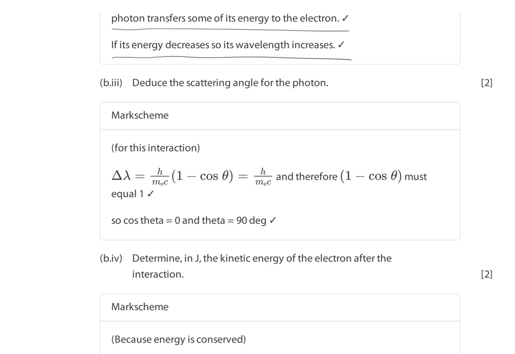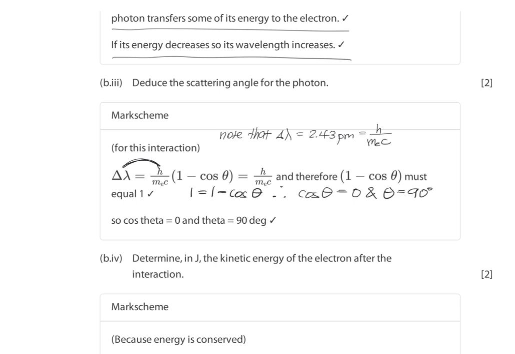B III, deduce the scattering angle. So note from the problem that the change in wavelength was 2.43 picometers, which they defined as the Compton wavelength, which is h over the mass of the electron times c. So we know that the Compton equation is change in wavelength is h over m_e c, times 1 minus cosine theta, but since those are equal, they divide out, and we wind up with 1 equals 1 minus cosine theta, therefore theta has to be 90 degrees because cosine of theta is 0.